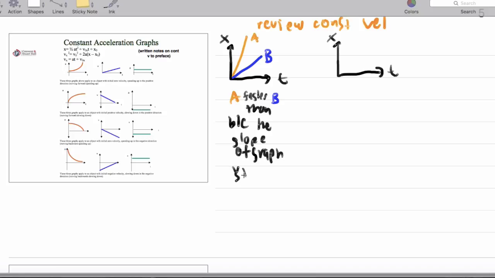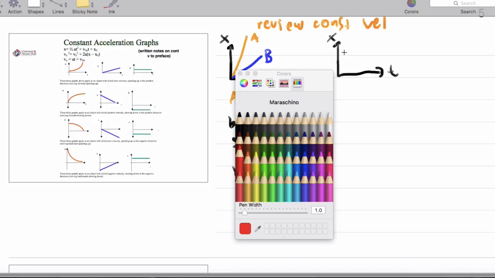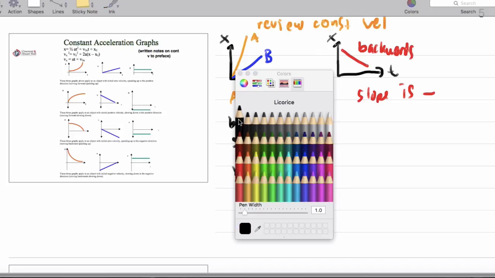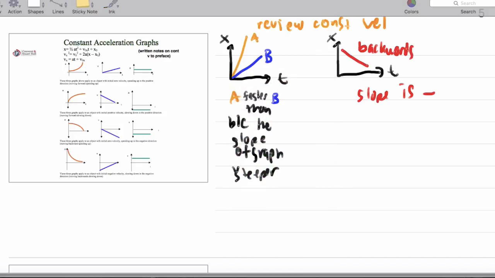The other thing that we realized is that a graph like this represents moving backwards because the slope is negative. We'd actually plotted that in the Buggy Lab. So continuing with this idea, we used these two features of constant velocity and modified them to better understand what's happening when the velocity changes.